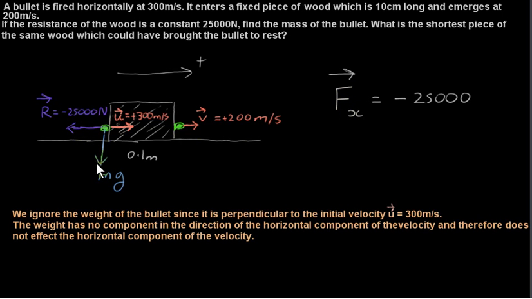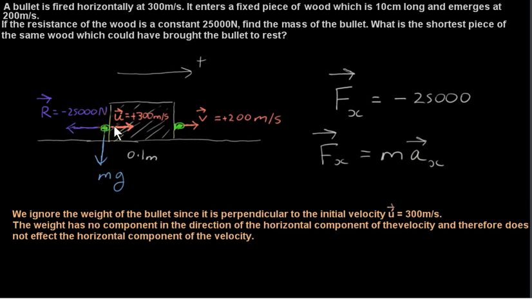So that means we look at the weight of the bullet and we look at its x component. Well, its x component is 0, so it doesn't appear here. Newton's second law then tells us that the x component of the resultant force is the mass of the bullet times the x component of the resultant acceleration. And to get the x component of the resultant acceleration, we just get it from the velocity vectors.